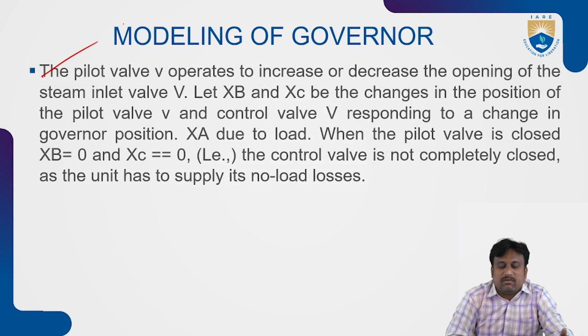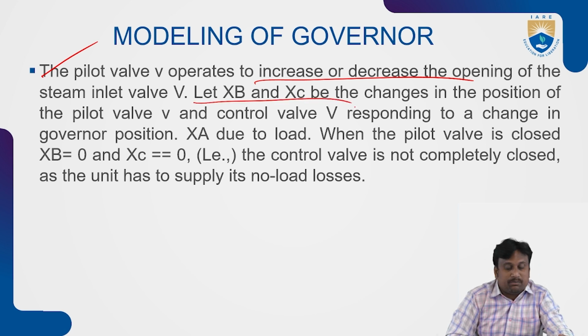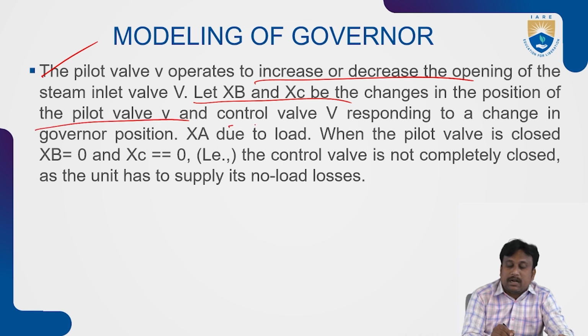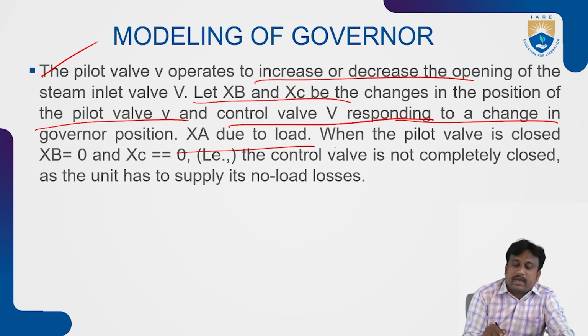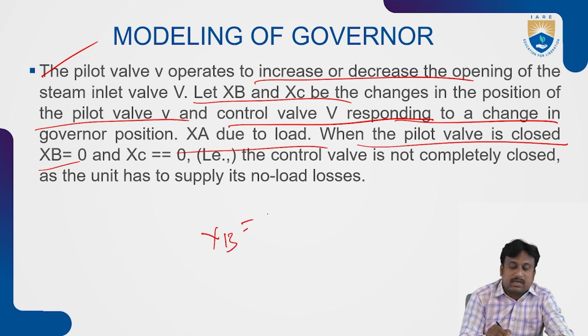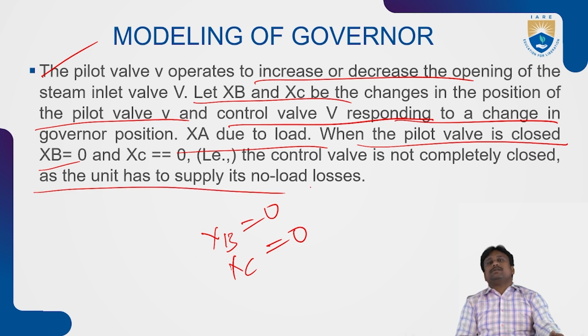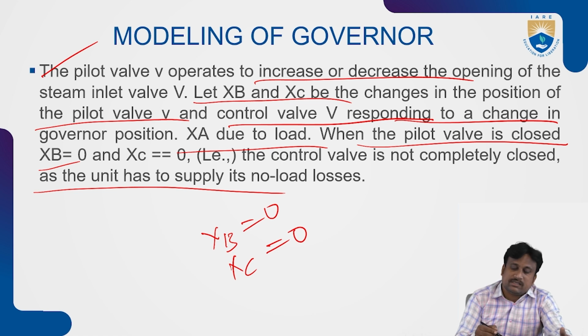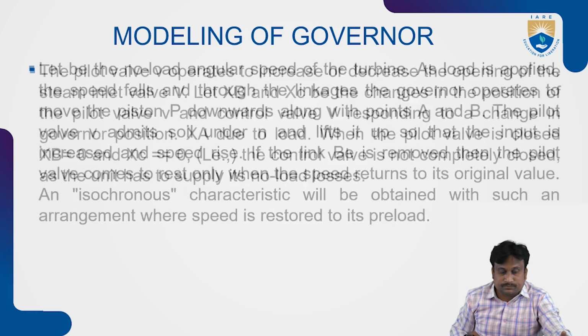Here the pilot valve V operates to increase or decrease the opening of the steam inlet valve V. Let XB and XC be the changes in the positions of the pilot valve V and the control valve V, which responds to changes in governor position. XA is due to the load. When the pilot valve is closed, we treat XB as 0 and XC as 0. That means the control valve is not completely closed, as the unit has to supply its no load losses. Likewise, with these considerations we can adjust the speed of the governing mechanism.